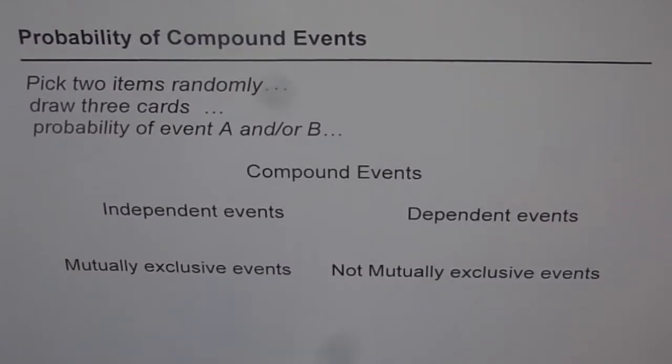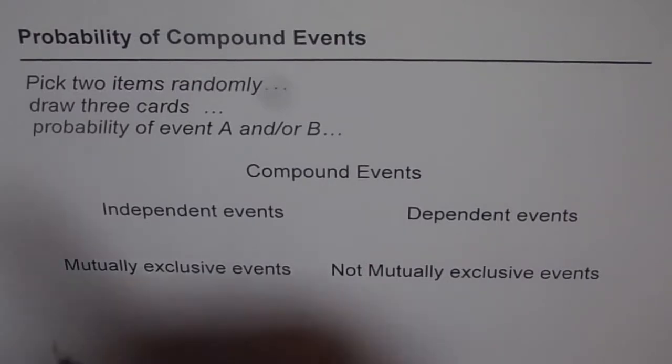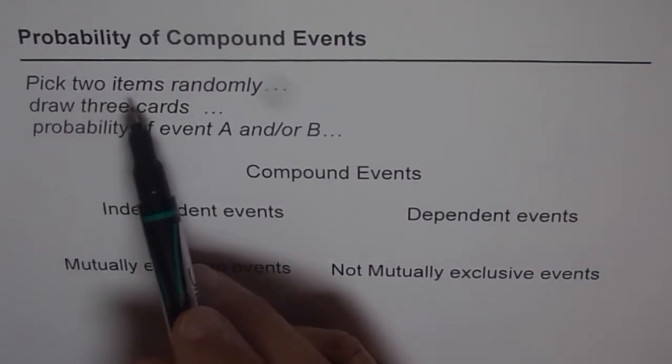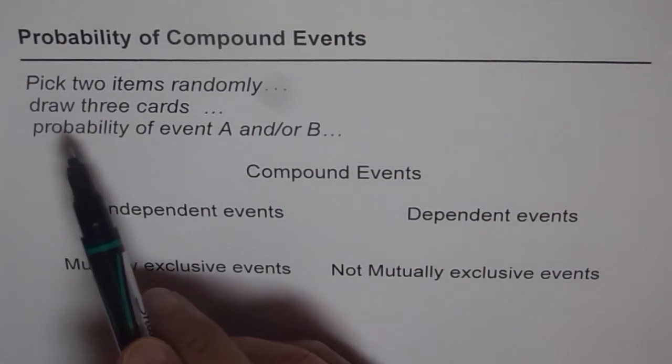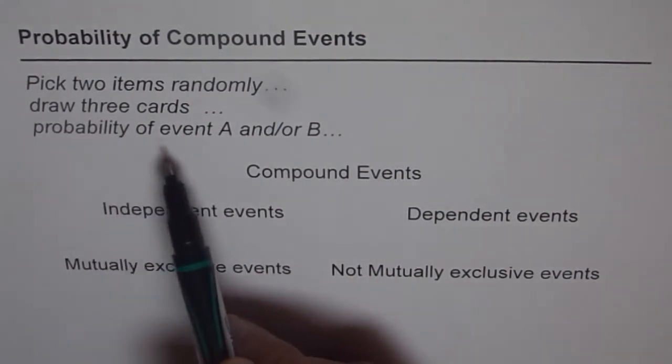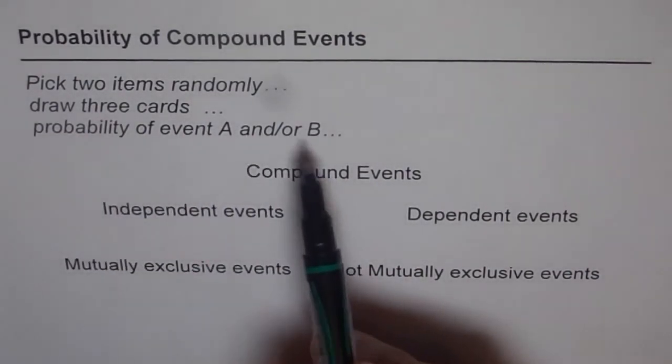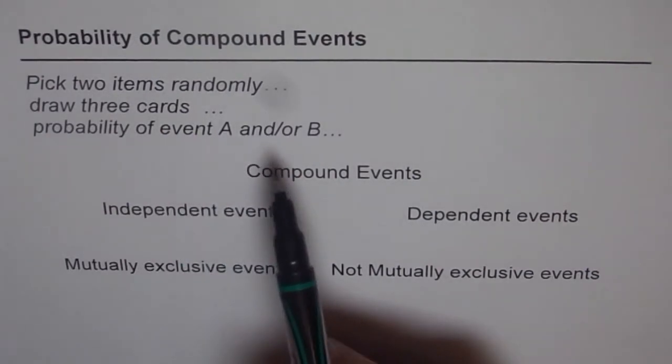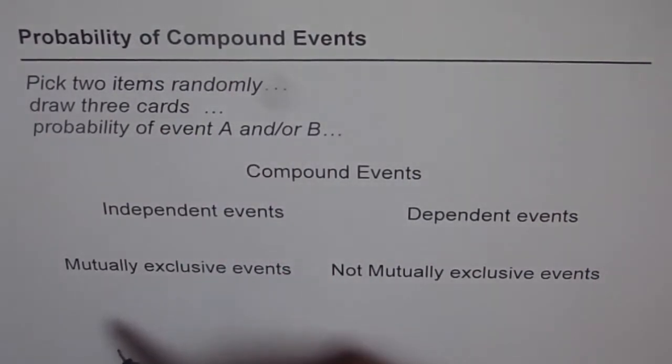Probability of compound events. Let's try to understand a few terms which we'll always come across when dealing with compound events. Whenever you come across sentences like pick two items randomly, draw three cards, probability of event A and B, probability of event A or B, these sentences lead to compound events.